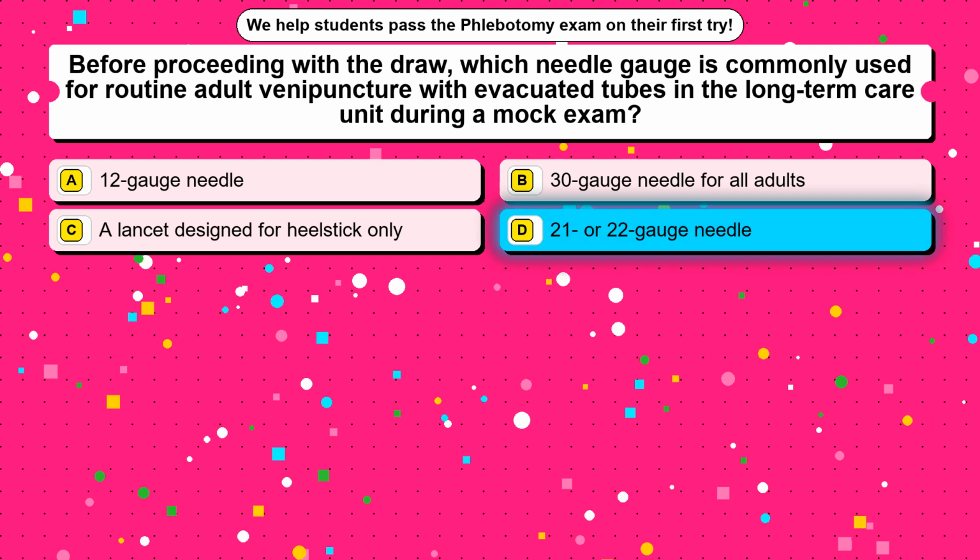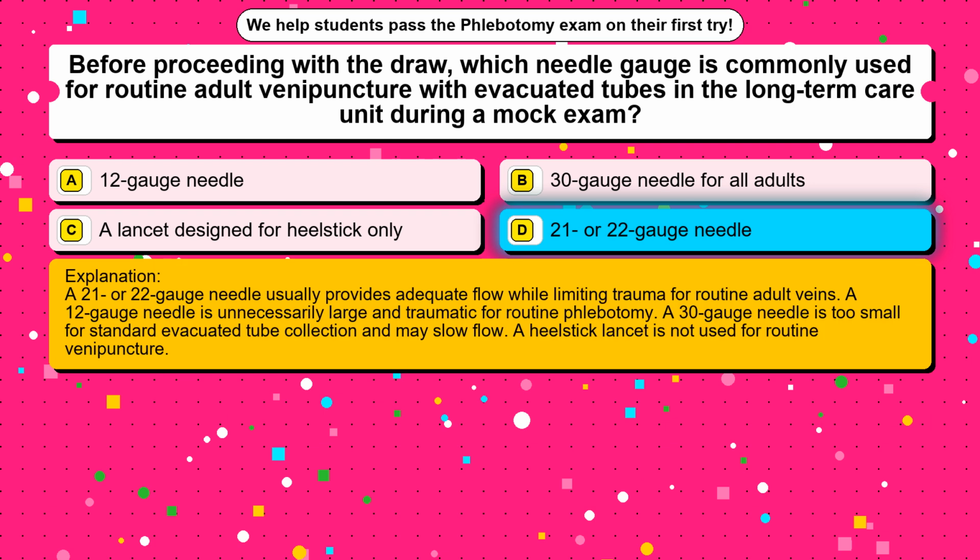The correct answer is option D. 21 or 22 gauge needle. A 21 or 22 gauge needle usually provides adequate flow while limiting trauma for routine adult veins. A 12 gauge needle is unnecessarily large and traumatic for routine phlebotomy. A 30 gauge needle is too small for standard evacuated tube collection and may slow flow. A heel stick lancet is not used for routine venipuncture.